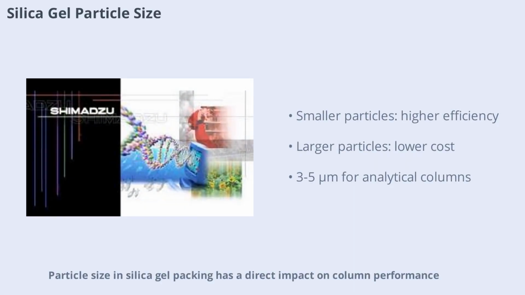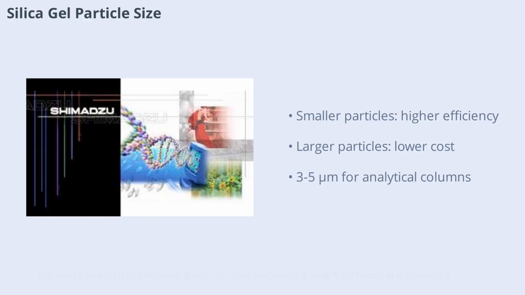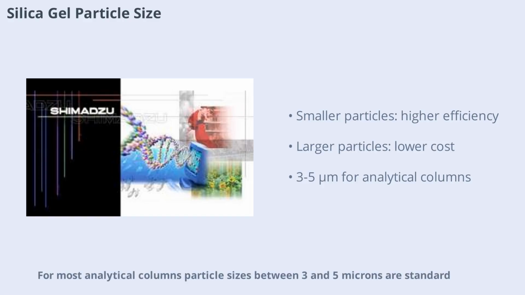Particle size in silica gel packing has a direct impact on column performance. Larger particles result in lower back pressure and are more economical, while smaller particles offer higher efficiency and longer column life. For most analytical columns, particle sizes between 3 and 5 microns are standard, balancing efficiency and run time. Semi-preparative and preparative columns use larger particles to handle higher sample loads.